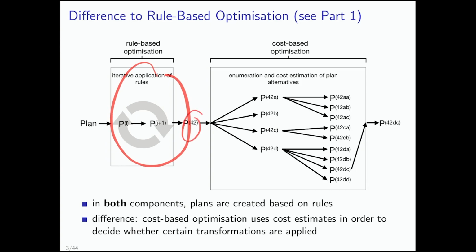And now we're here, and now we are entering a world where it's not that easy to make those decisions. So we will see there are so many options to transform this plan into maybe plan 42A, B, C, or D, but we can't decide which plan to go for without making a cost estimate. And that is what cost-based optimizers do. So they enumerate this huge space of alternatives, compute the estimated costs for the alternatives, and eventually, let's hope for the best, they come up with a plan with the lowest estimated cost under the cost model.